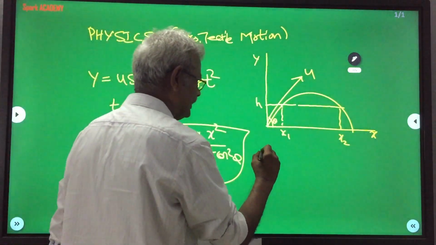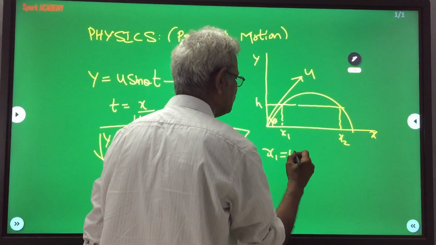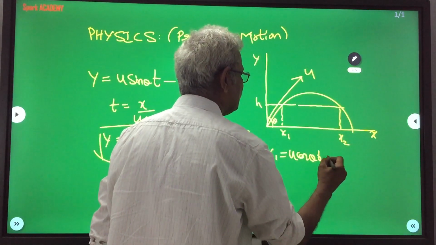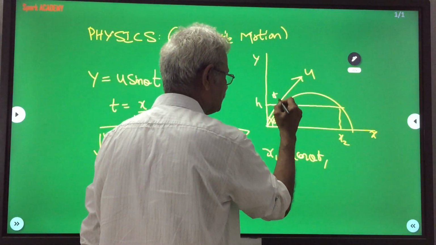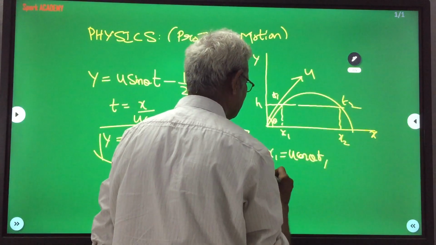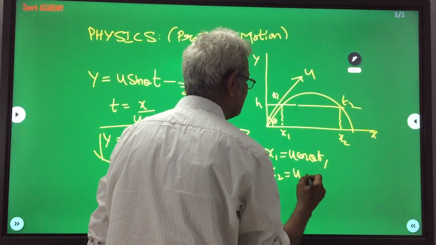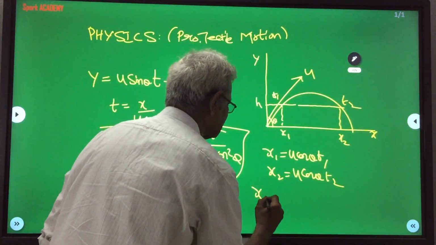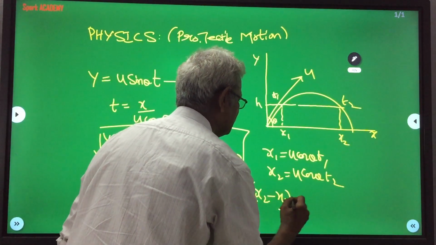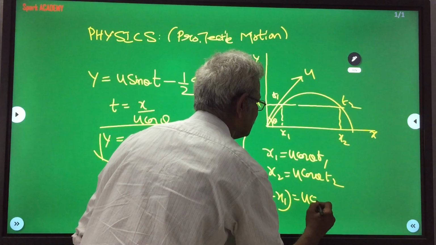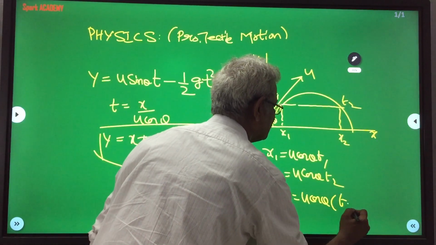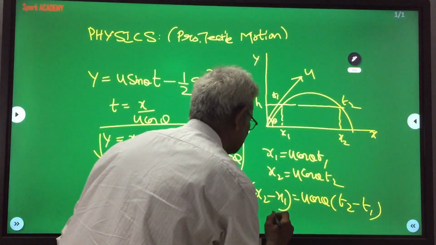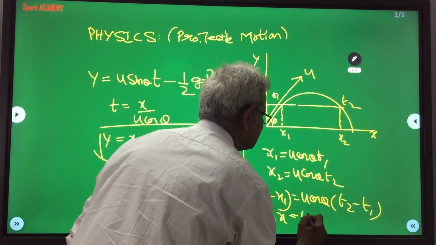So, what is x1? x1 is equal to u cos theta into t1. It takes time t1 to come here. It takes time t2 to come to here. So, x2 is equal to what? u cos theta into t2. So, x2 minus x1 is equal to u cos theta into (t2 minus t1). So, this is delta x, equal to what?